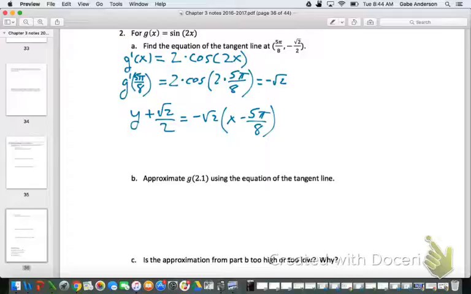Now let's see if you can do B. B, definitely want a calculator active. So B says, using the equation of the tangent line, approximate g of 2.1. So this is, of course, very similar to what we did in part B on the previous question. Take a moment and try part B. Let's find that approximation of the curve using the line. And then we'll try to tackle part C.